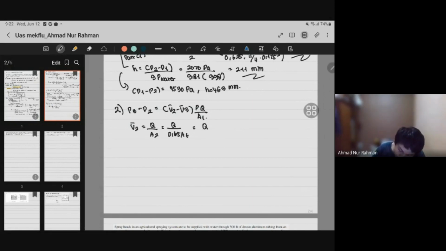So the Q is 0.65 beta squared A1. So we begin to insert the data. We get P3 minus P2 equals rho Q squared over 2 A1 squared times (1 over (0.65 beta squared) squared minus 1).